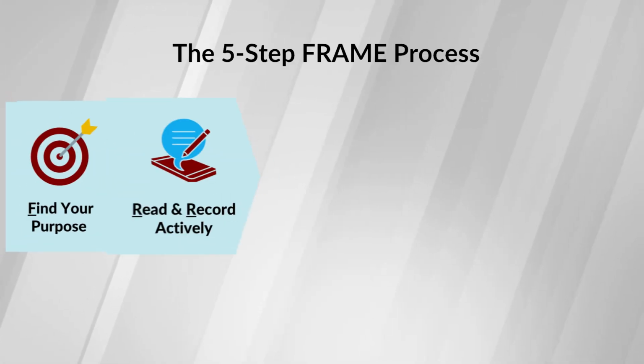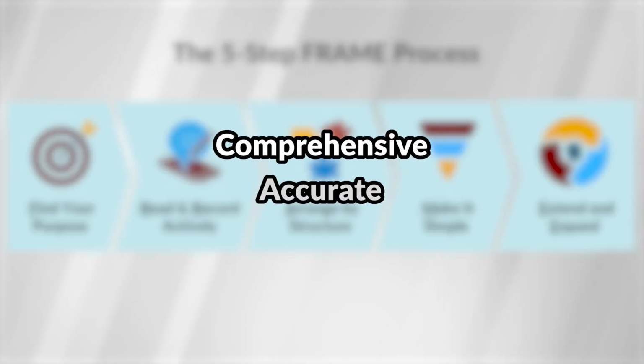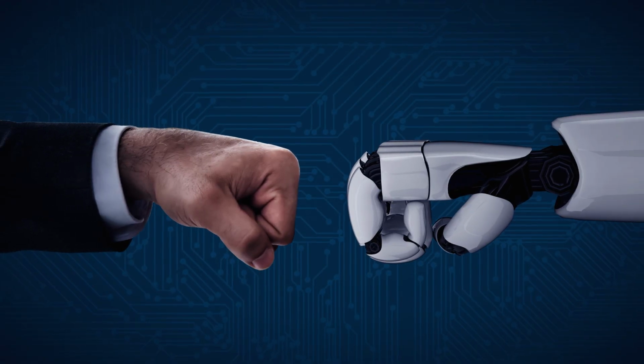This 5-step frame method is how we ensure that every ReadinGraphics summary is comprehensive, accurate, and crystal clear. You can use the same approach to turn what you read into lasting insight by keeping your learning human-led but AI-enhanced. Try this step yourself and share how it goes.